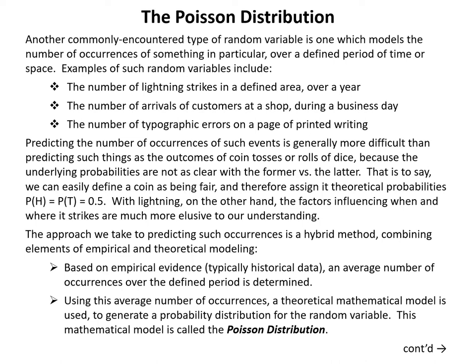So the approach we take to predicting such occurrences is to use a hybrid method, which combines elements of empirical and theoretical modeling. And it works as follows. Based on empirical evidence, which is typically historical data that we collect over time, an average number of occurrences over the defined period is determined. And then, using this average number of occurrences, a theoretical mathematical model is used to generate a probability distribution for the random variable. This mathematical model is called the Poisson distribution.